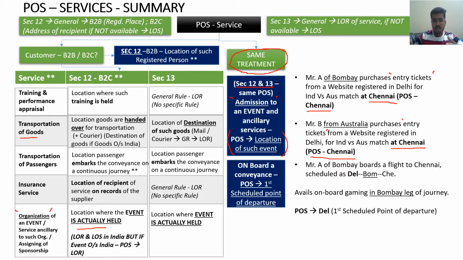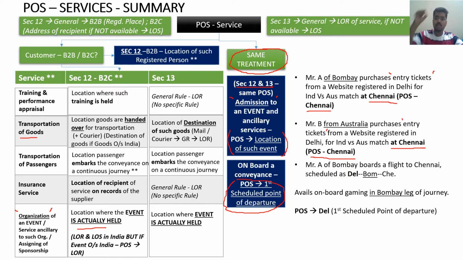So now this is a service which is provided on board a conveyance, right? Here the conveyance we are talking about is an aircraft. In this aircraft, Mr. A boarded at Bombay, but what will be the place of supply for this service which is provided on board a conveyance? The law says place of supply is the first scheduled point of departure, right? So the first scheduled point of departure of that conveyance for this journey, Delhi, Bombay, Chennai, which is it?